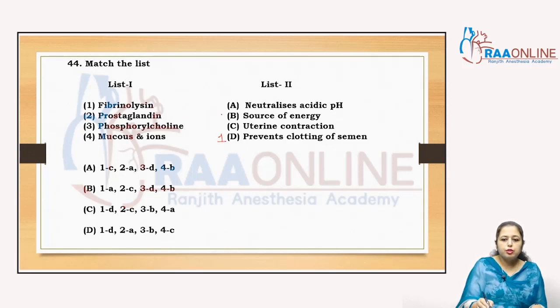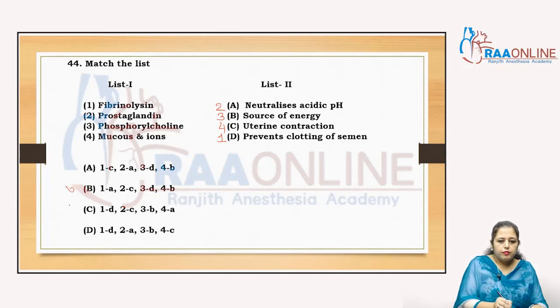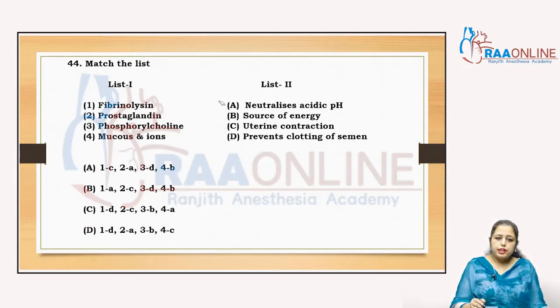Prostaglandin neutralizes the acidic pH, that is 2A, right? Phosphorylcholine, that is the source of energy, and mucus and ions, that is the uterine contraction. So 1D, 2A. Answer is D. Come to the next, that is 44.